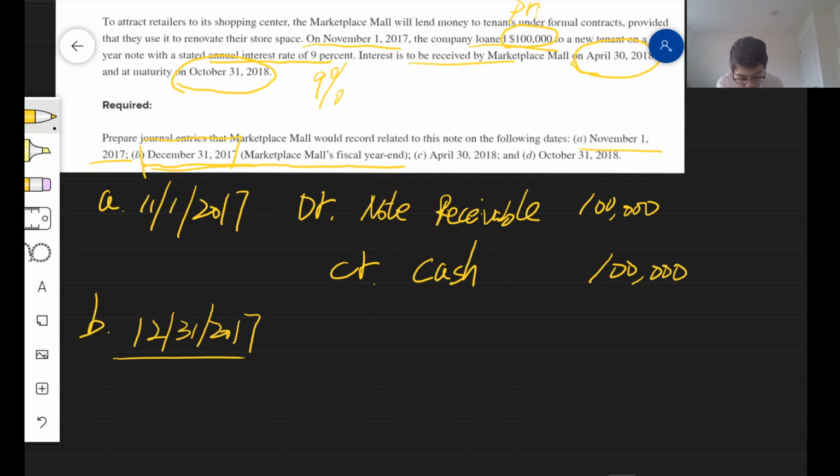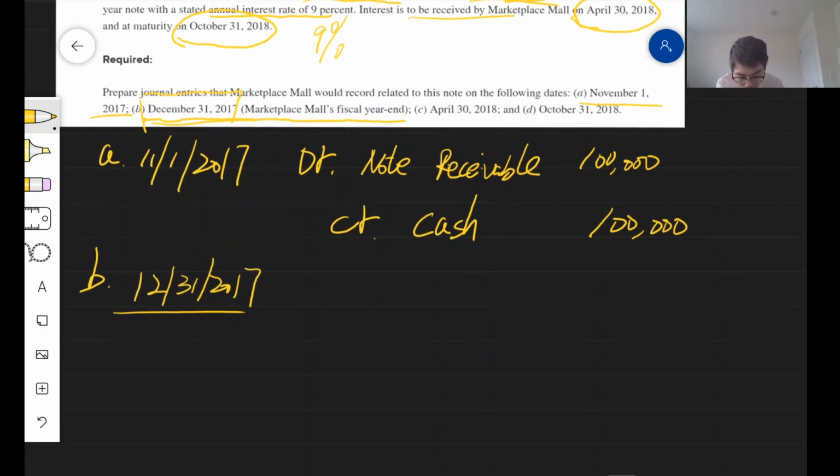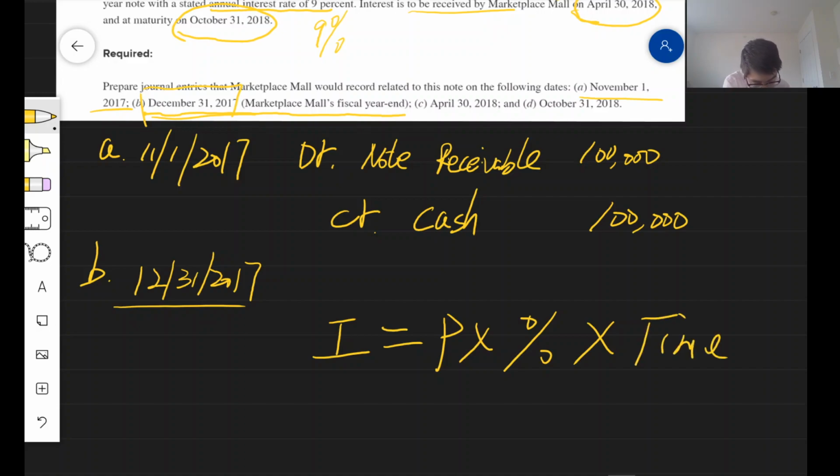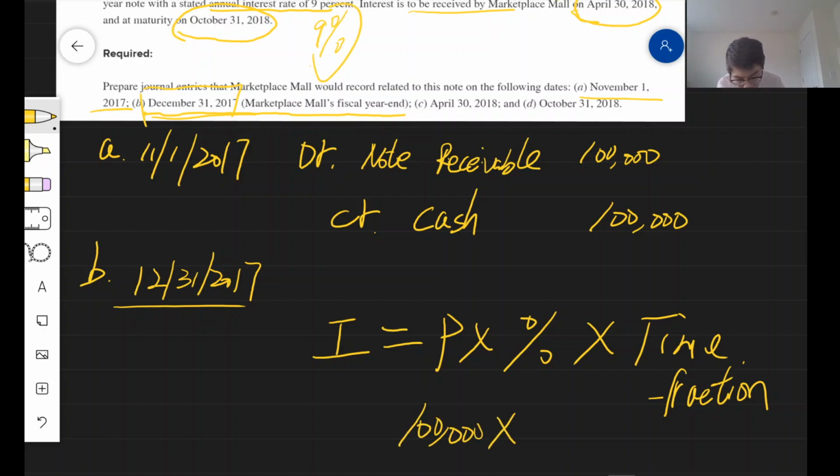So now I'll do the calculation. We need to calculate interest, which is principal times annual interest rate times the time fraction, or fraction of the year. So in this case, the principal is $100,000 and the annual interest rate is 9%, and remember, that is 1 year of interest.